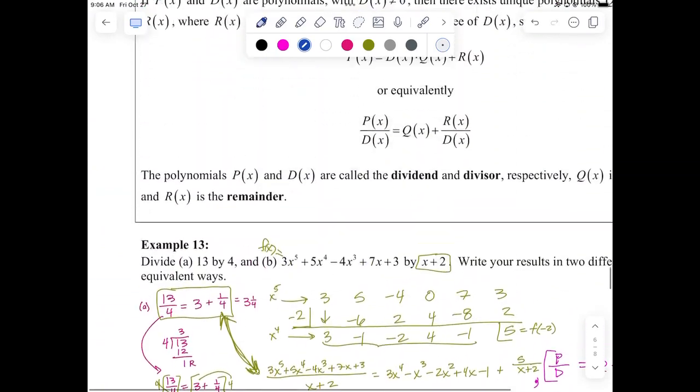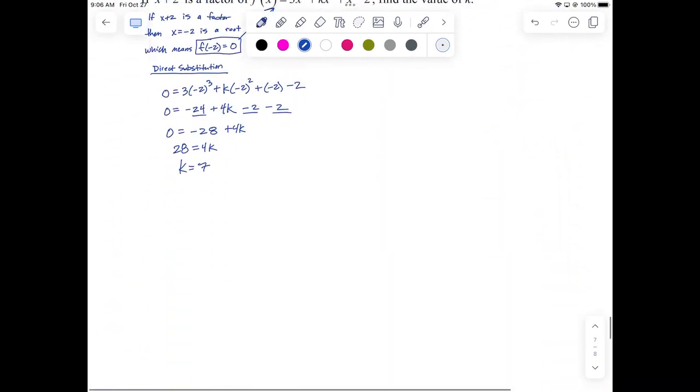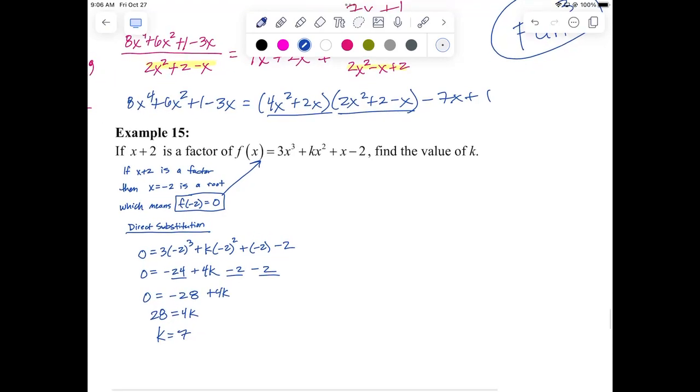I think on example 12, unless you're crazy with a capital K, I don't think anyone preferred synthetic division there, right? Everyone's going to prefer direct substitution. But for a problem like this, it's almost like six of one, a half dozen of the other. It's really kind of the same thing. It's just up to your preference. Let's just try the synthetic version.